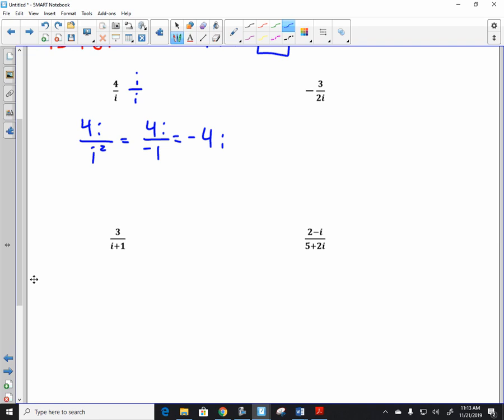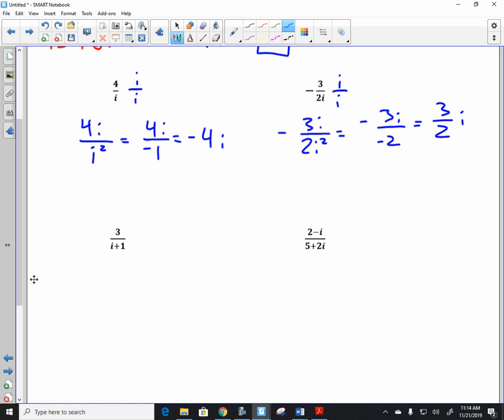Often people will want to multiply the next one top and bottom by 2i. I would discourage you from doing that. Just simply multiply top and bottom by i. What do I get in the numerator? And what do I get in the denominator? 2i squared, which is? So notice that the negatives cancel, and I'm left with 3 over 2i.